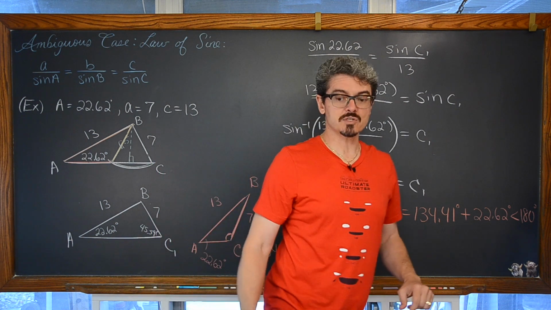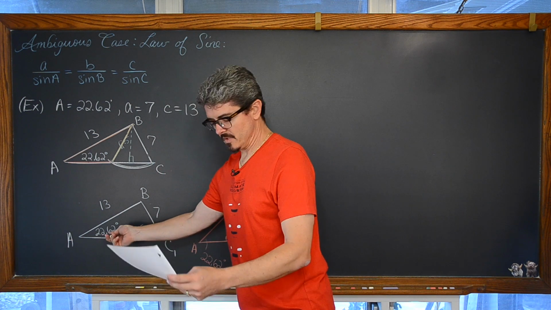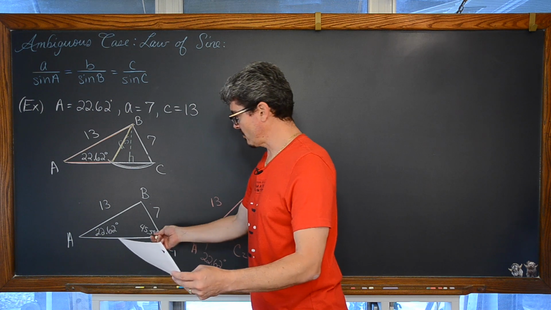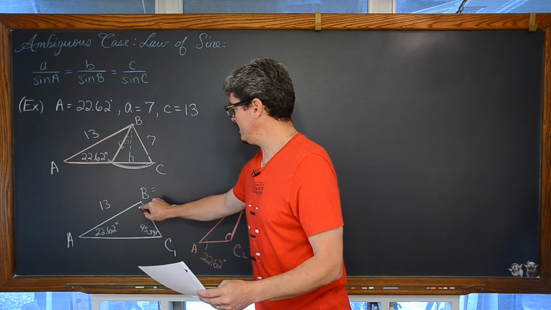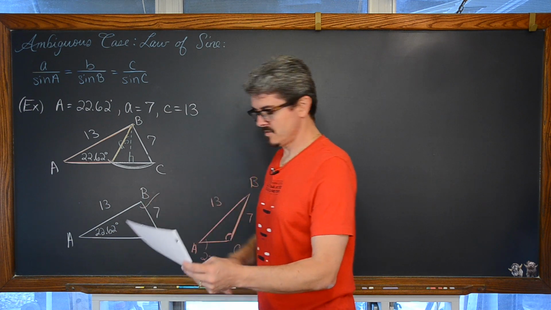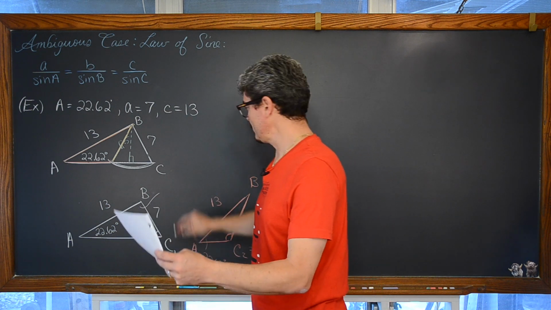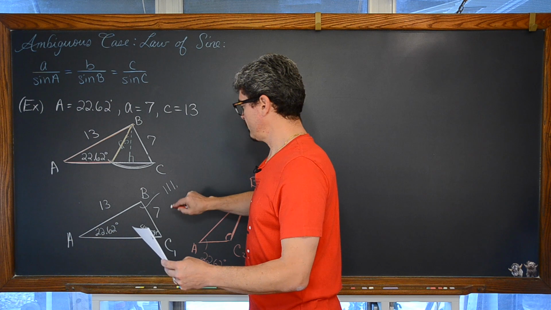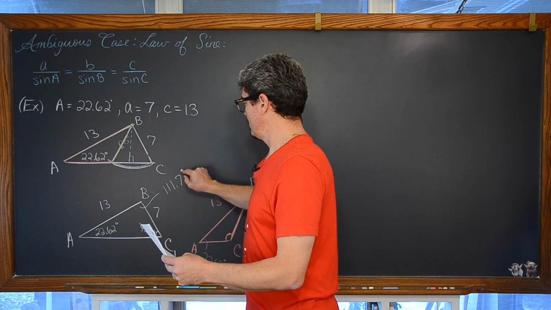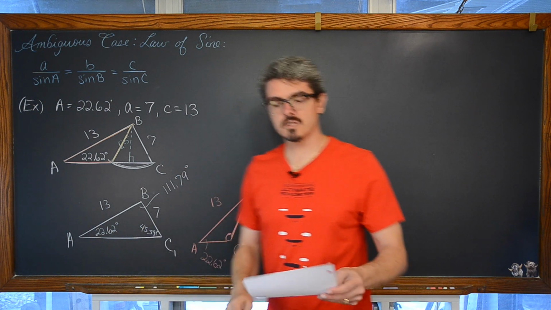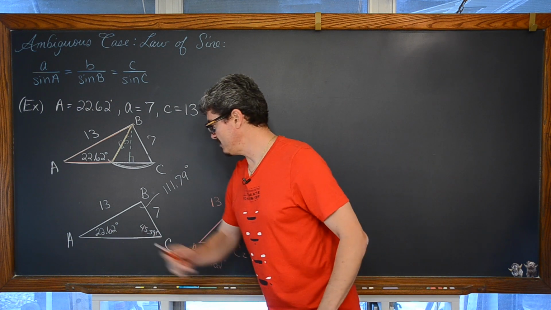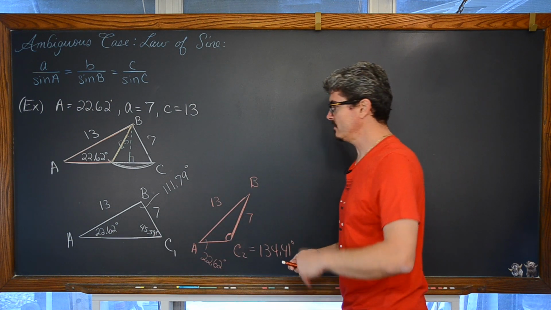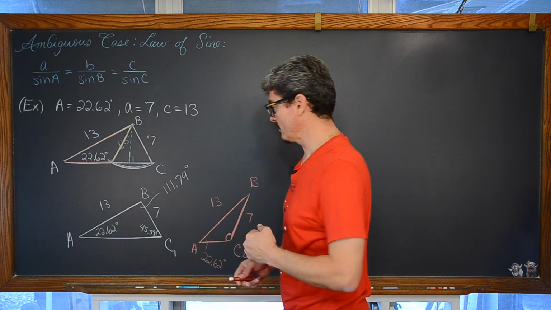So let's finish this problem up. With the measures of 22.62 and 45.59 degrees, the measure of angle B, this measurement right here, is equal to 111.79 degrees. And then you can find side B. In this case, I would go back to the law of cosine if you've learned it already.